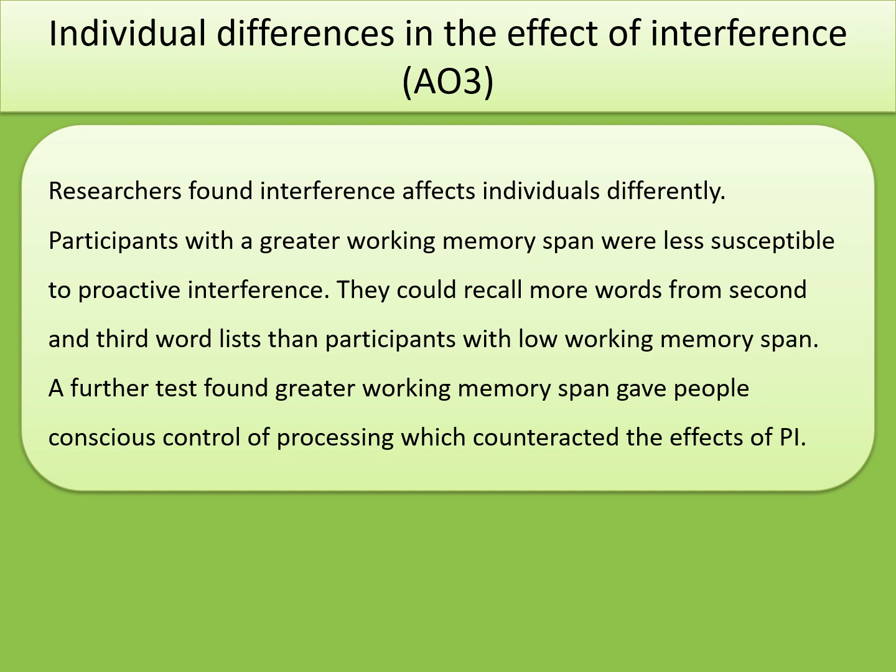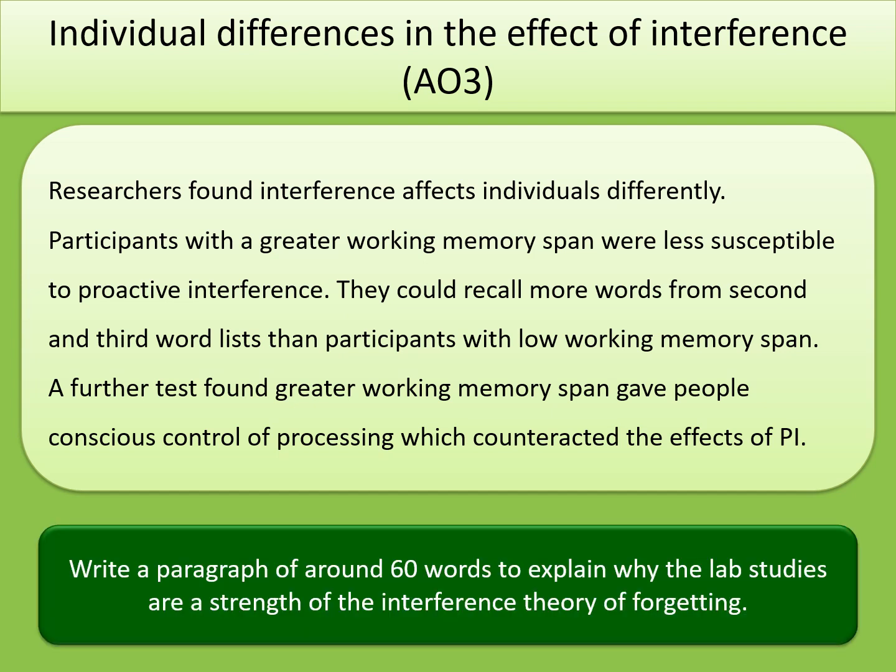interference. So what that really means, it's saying that individual differences in your memory can actually affect interference. If you've got a really good working memory span, then you are less susceptible to proactive interference. You can kind of overcome it. Whereas if you haven't, then you're more susceptible to it. And I've put there, write a paragraph to explain it, but for this one, you can literally just copy that word for word, because that explains it succinctly.